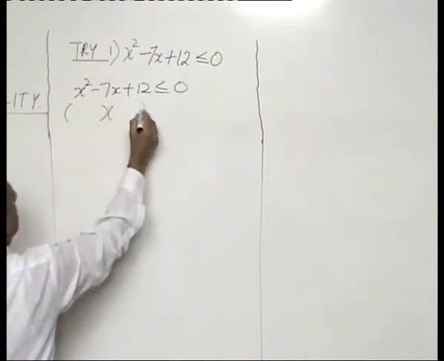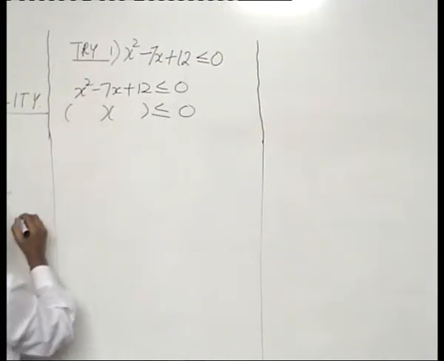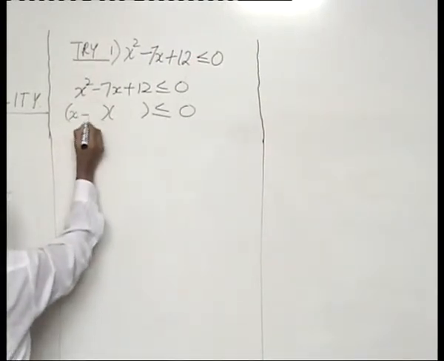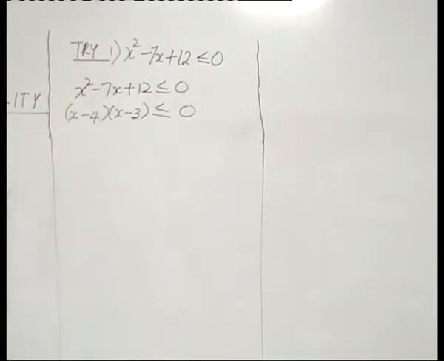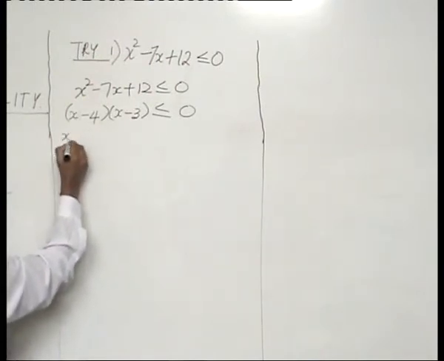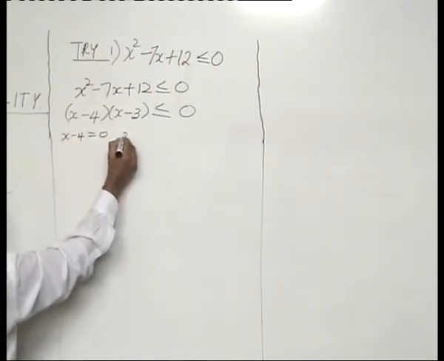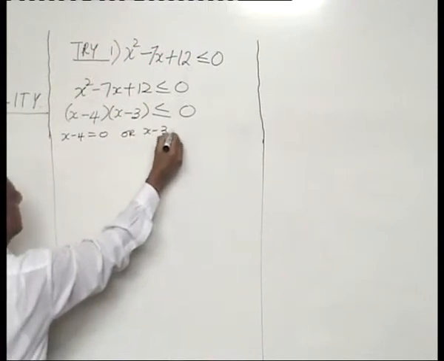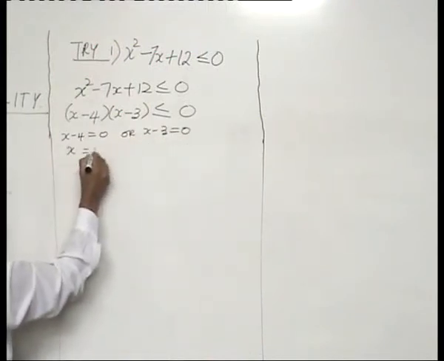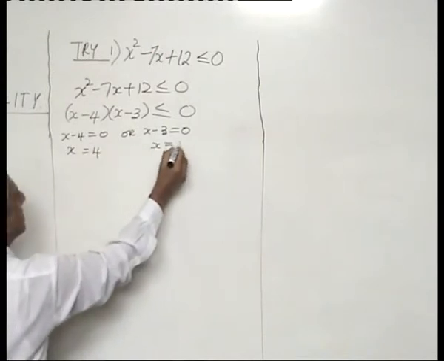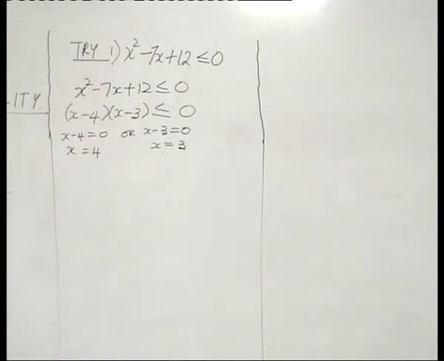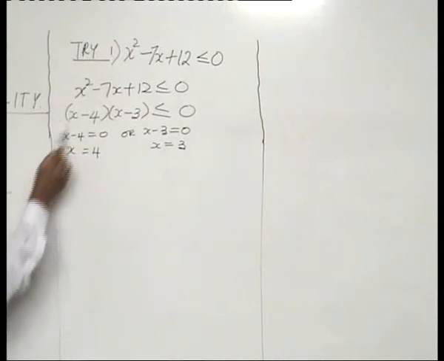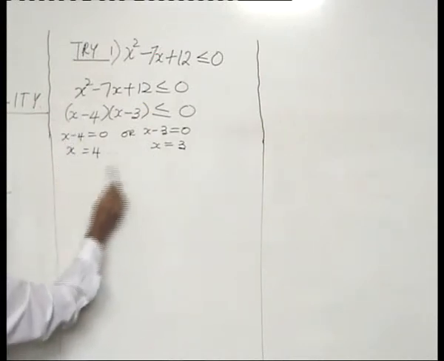You factorize it. You must know your quadratic factorization properly, and in this case, it is x minus 4 into x minus 3. And then you say, well, x minus 4 is equal to 0, or x minus 3 is equal to 0, x is equal to 4, x is equal to 3. You must know how to solve linear equations. Alright, so 2 pieces of knowledge you must already have: factorization and how to solve linear equations.